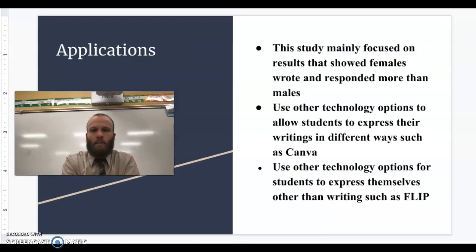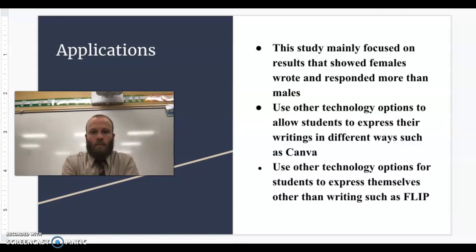So some applications. The study mainly focused on the results that showed females wrote and responded more than males. So a couple of things we can consider then. There are other technology pieces that we can use to allow students to express their writings in different ways, such as the use of Canva. So maybe it was the fact that males just don't like to write as much as females. So giving them different ways that they can be responding to the posts.